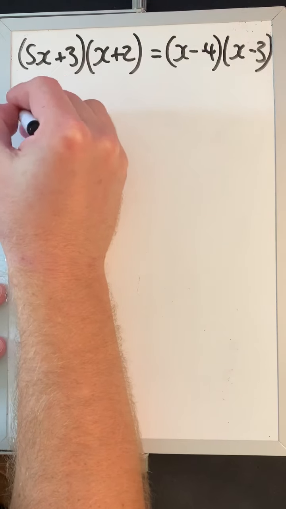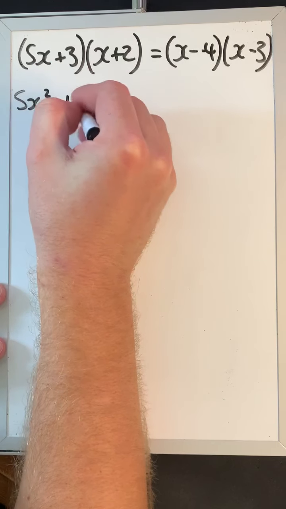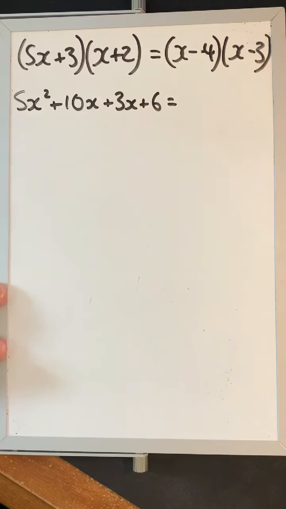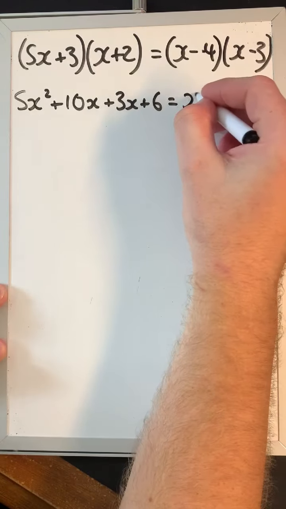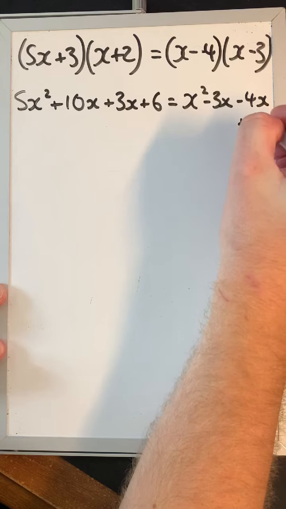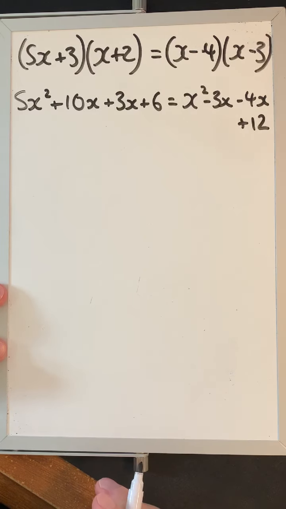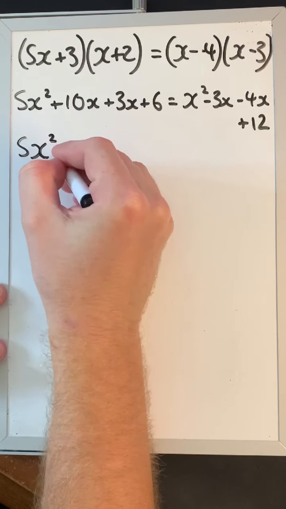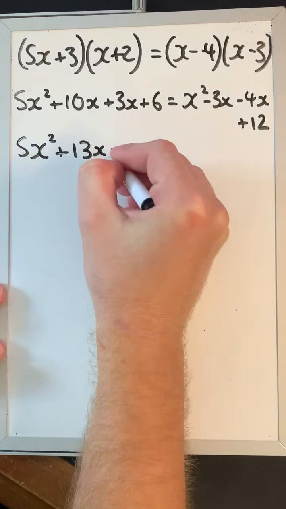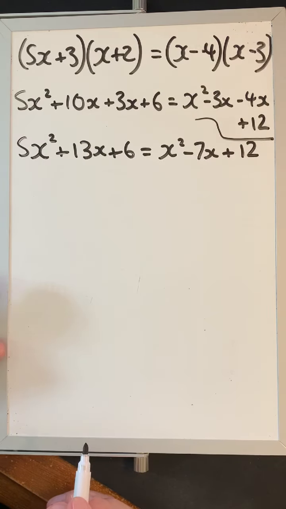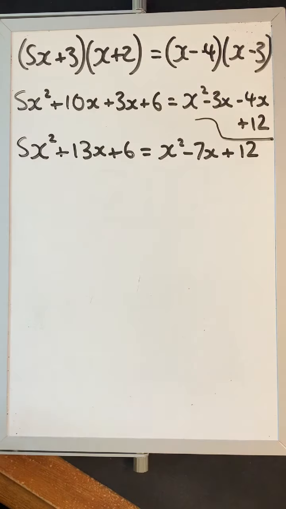So let's multiply this out first. So we've got 5x squared plus 10x plus 3x plus 6. And on the right hand side, we've got x squared minus 3x minus 4x plus 12. So I've had to squeeze that in a little bit. And of course, when we group some terms together, then we end up with 5x squared plus 13x plus 6 is equal to x squared minus 7x plus 12. So we've got two quadratics now, one on each side.